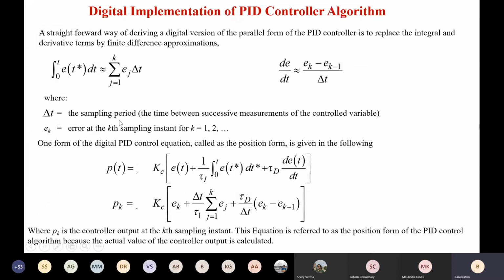And delta t is the sampling period, the time between successive measurements of the variable. e_k is the error at the kth sampling instant for k equals 1 to and so on. Now this is simply in the PI.